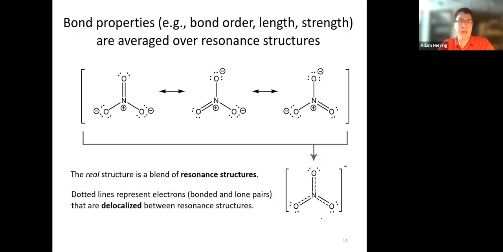And we use dotted lines to represent electrons that are delocalized between the resonance structures. So these electrons that are in the double bond up here in the structure on the left are really also spread throughout the entire molecule. And so it turns out that the molecule doesn't have a full double bond, but really a partial bond. And so these dotted lines represent partial bonds. Again, this is because resonance is going to average the bond order, length, and strength.